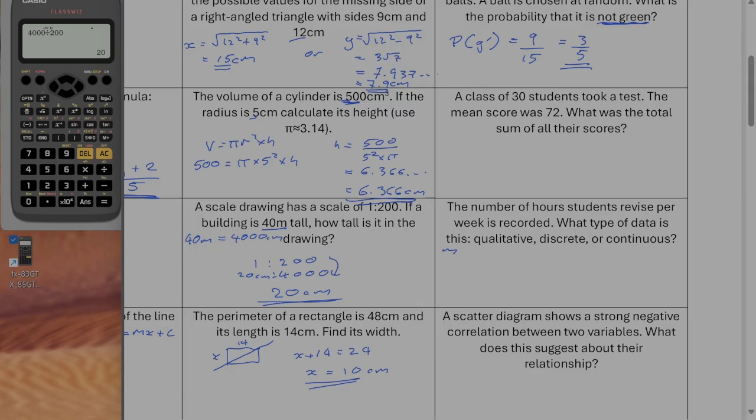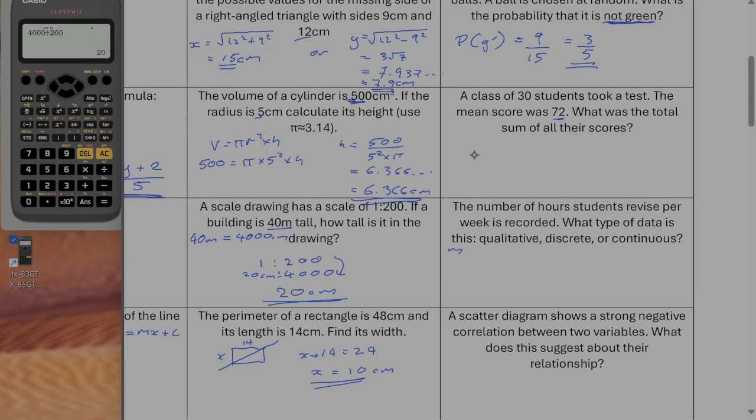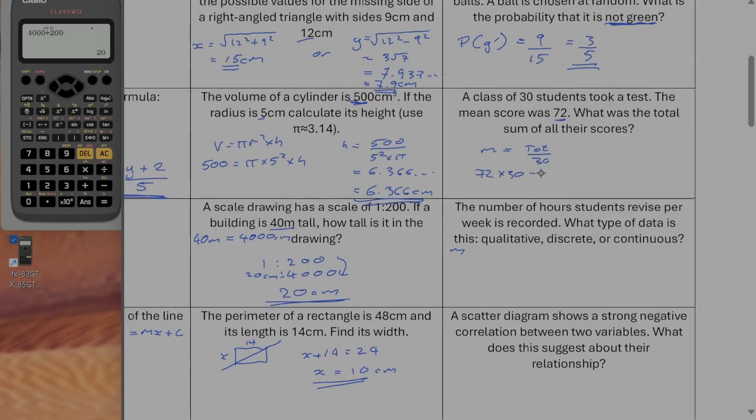Class of 30 students took a test. The mean score was 72. What was the total sum of all their scores? Okay, so if the mean was 72, we can kind of view it like this. Mean would be equal to total divided by 30. So if the mean is 72, 72 times by 30 would be equal to the total. So in this case, the total would be 72 times by 30. So their total scores are going to be 2,160.